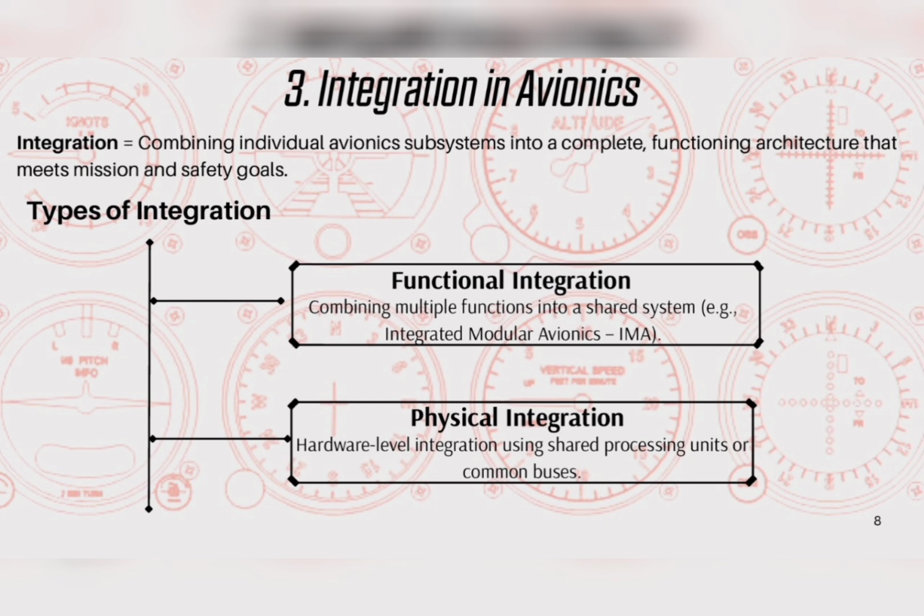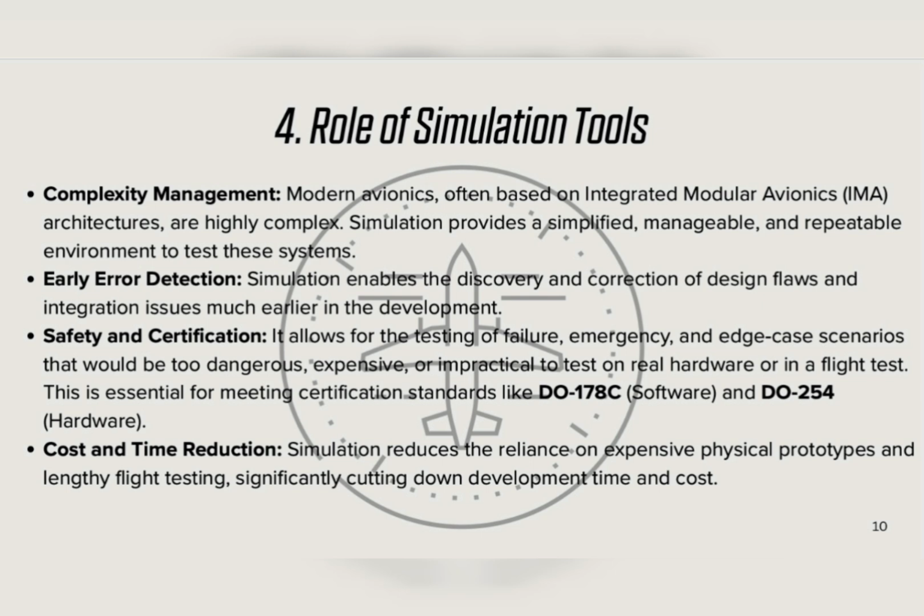Integration strategy may be incremental, add and test subsystems one by one, or follow top-down or bottom-up approaches depending on risk and schedule. Let's talk about the role of simulation tools more concretely. Simulation helps manage complexity. It allows early error detection, catching issues in model or architecture before they propagate into code and hardware. It supports safety cases. You can exercise failure modes, degraded operations, and emergency scenarios that would be too risky or expensive to attempt physically.